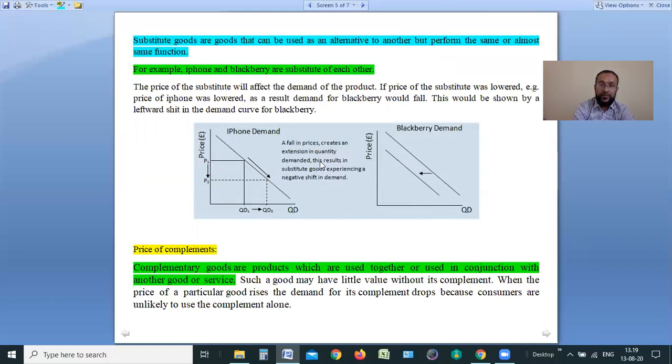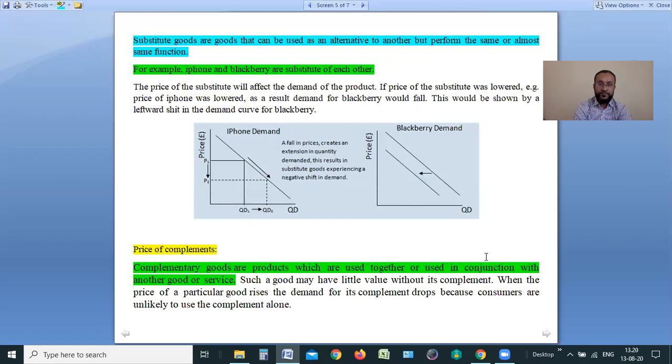for the BlackBerry. Now, if the price of iPhone decreases from P1 to P2, quantity demanded for iPhone will increase from QD1 to QD2. So there will be movement along the demand curve for iPhone, and at the same time, at the same price, some people will stop using BlackBerry, they'll switch to iPhone. So demand for BlackBerry will fall at the same price. So the demand curve for BlackBerry will shift to the left. So this is the impact of the price of the substitutes.